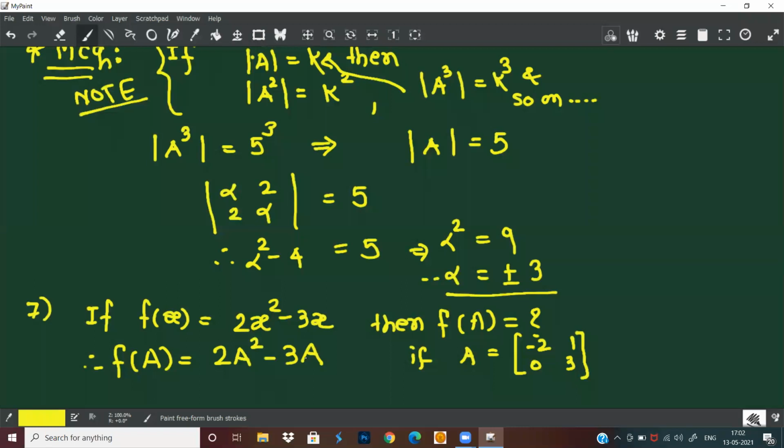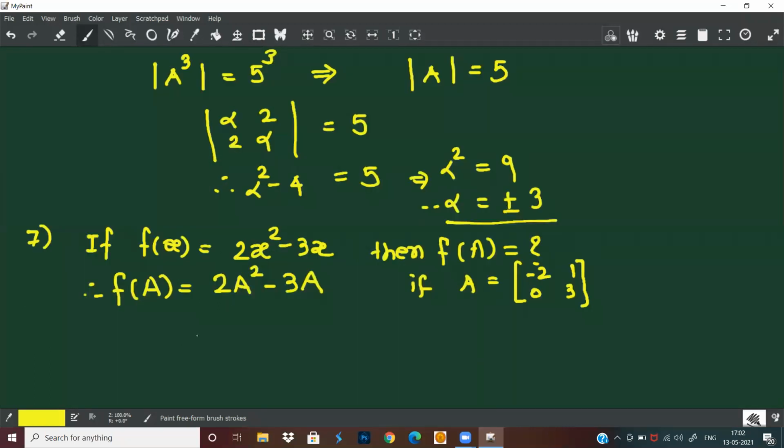Okay, you do this now. How will you find f of A? 2A square minus 3A.